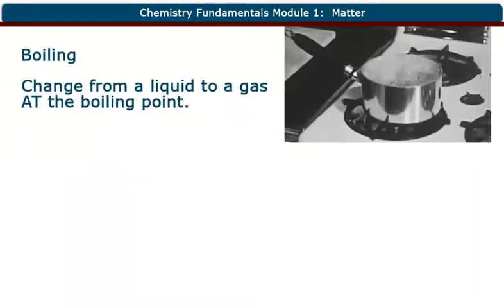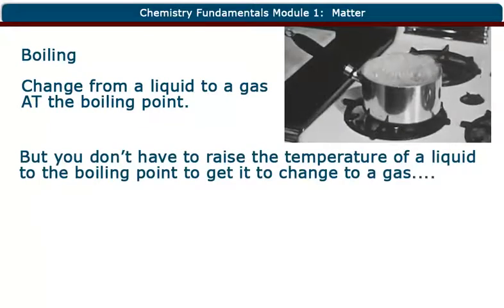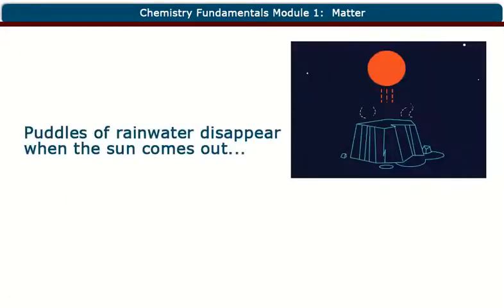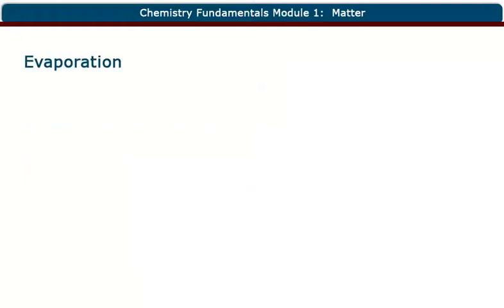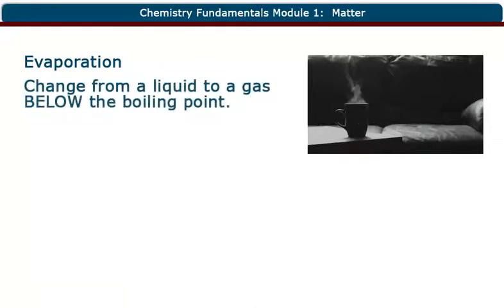Boiling is changing from a liquid to a gas at the boiling point. But you don't have to raise the temperature of a liquid to the boiling point to get it to change to a gas. Puddles of rainwater disappear when the sun comes out. But the temperature doesn't reach the boiling point. Evaporation is the change from a liquid to a gas below the boiling point.